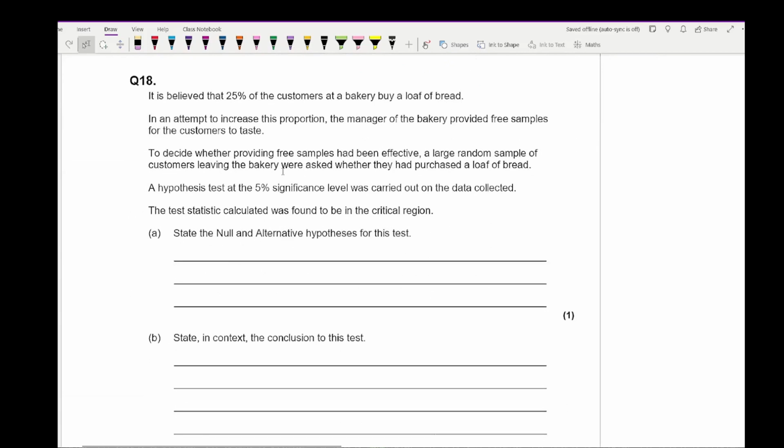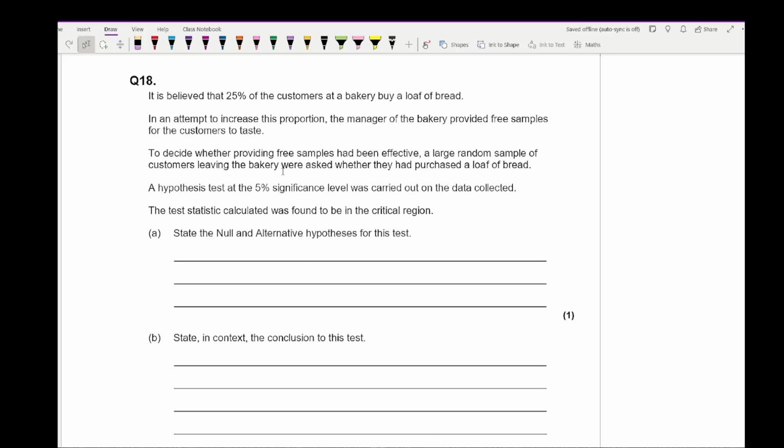Then moving on to question 18, it says that it is believed that 25% of the customers at a bakery buy a loaf of bread. In an attempt to increase the proportion, the manager of the bakery provided free samples to the customers to taste. To decide whether providing free samples had been effective, a large random sample of customers leaving the bakery were asked whether they had purchased a loaf of bread. A hypothesis test at 5% significance level was carried out on the data collected. The test statistic was found to be in the critical region.